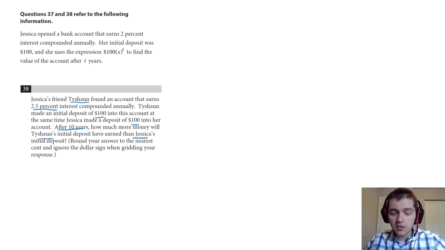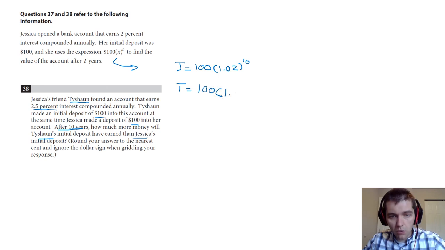So basically what they're asking is the same thing that you did in the last problem. Jessica's value is equal to, they give you that expression, 100 times your answer from the last problem, which is that 1.02. It kind of relies on you getting the last problem correct, to the power of t, but we now know t is 10. And you can do the same thing for Deshaun, which is equal to 100, but his interest is higher at 1.025, to the power of 10.